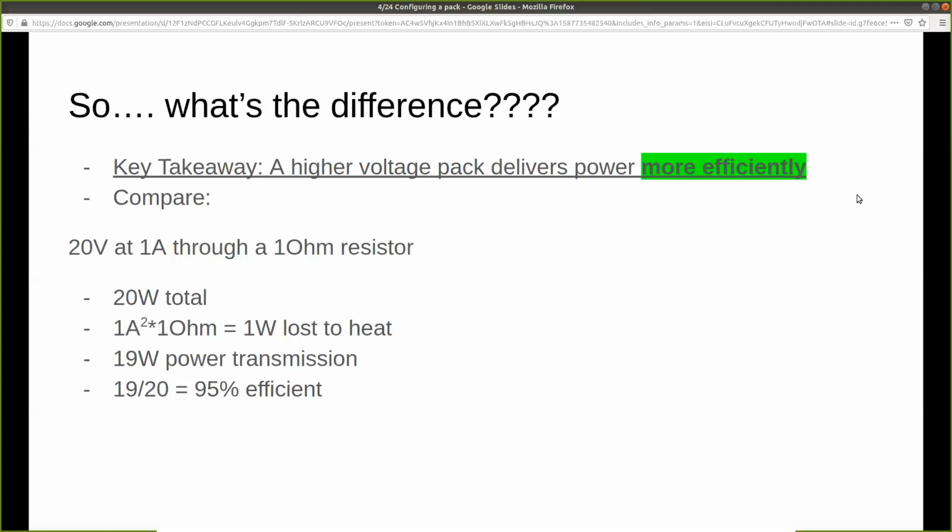If we double the voltage and therefore halve the current, we would still have 20 watts total of power in the system, but now we have 1 amp squared times 1 ohm. We're losing 1 watt to heat. We're using 19 watts for power transmission, and now our battery pack, or this system, is 95% efficient.